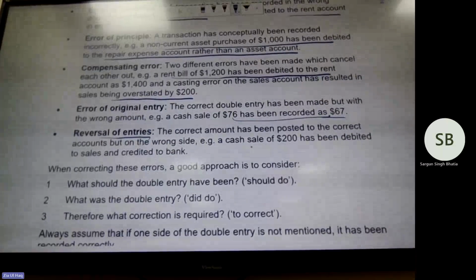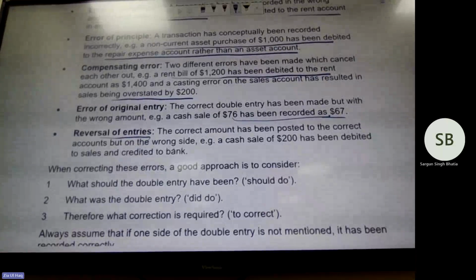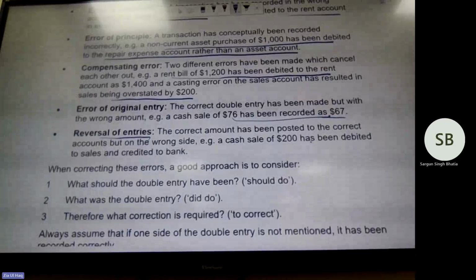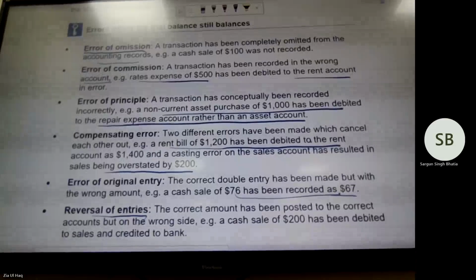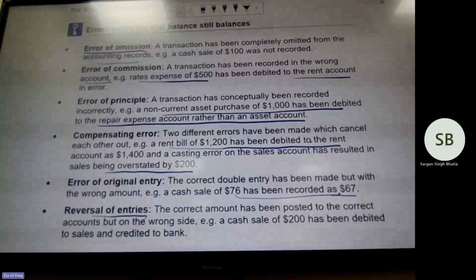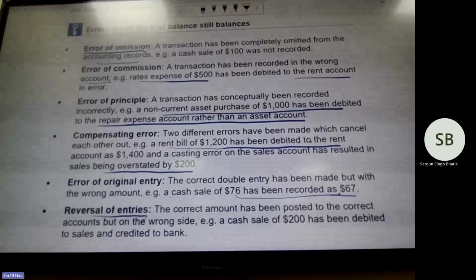What is the reversal of entries? The correct amount has been posted to the correct account, but on the wrong side, like instead of cash to sales, you have recorded sales to cash. Is that fine? Yes, sir. Error of omission: you haven't recorded the entry. Error of commission: instead of one account balance, you have debited another account balance. Error of principle: instead of debiting an asset, you have debited expenses.